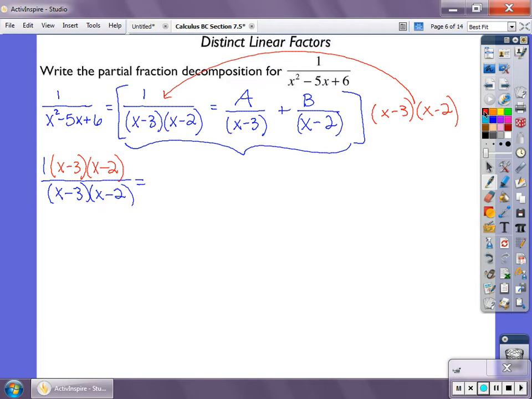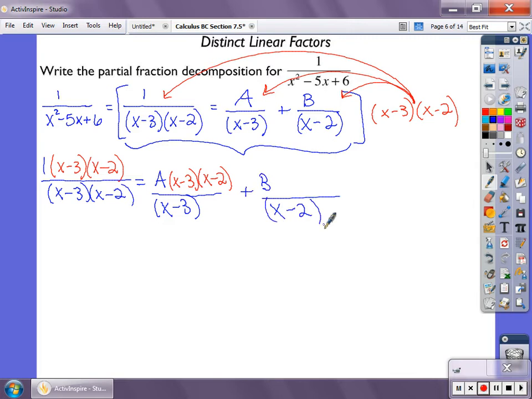So now what we're going to do is we're going to distribute to here. We'll be left with the a and the x minus 3. And then in the numerator, when we distribute x minus 3 and x minus 2. Then we'll distribute to our second term. So we'll have plus b, we'll have the over x minus 2, and then in the numerator we'll have the x minus 3 times the x minus 2.